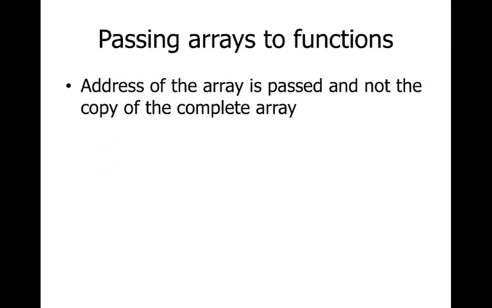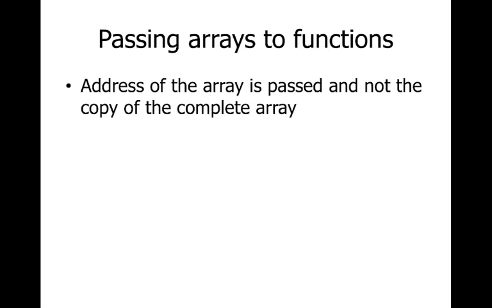So how do we pass an array to a function? Here, the address of the array is passed and not the copy of the complete array. So that is the difference. When we pass variables, actually the copy is passed. Here, when we use arrays, the address of that array is passed. Address means the starting location of the array.